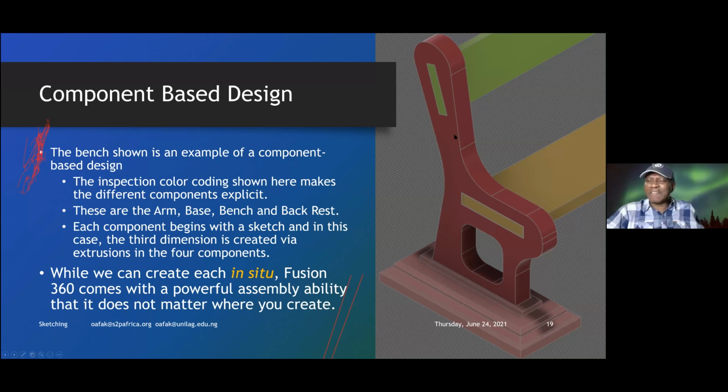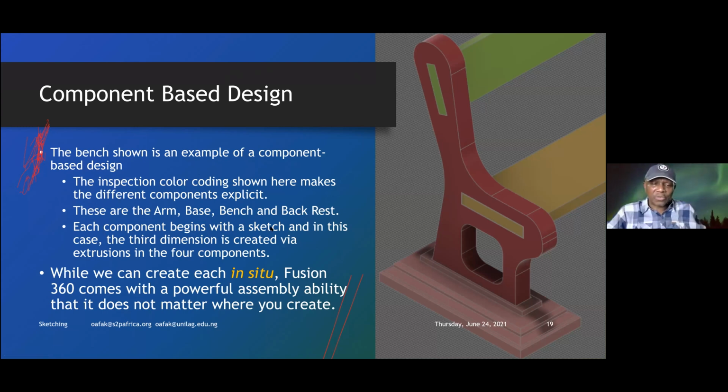This doesn't have any effect on the material you are using. You can decide that you want to see the bench based on the actual material used. That is another view. This is the component view of this bench. The components here are arm, base, bench, and backrest.